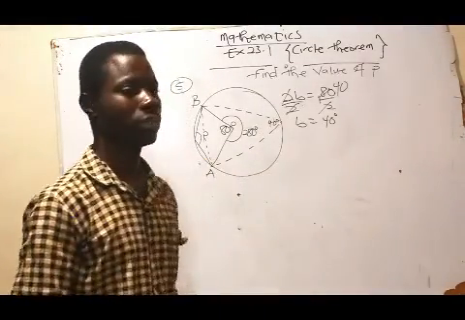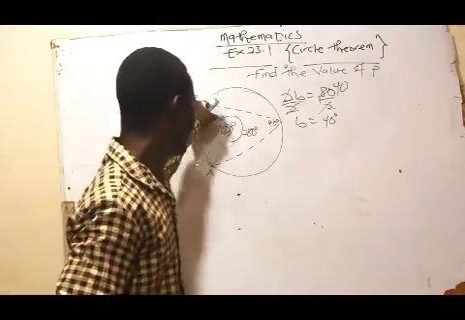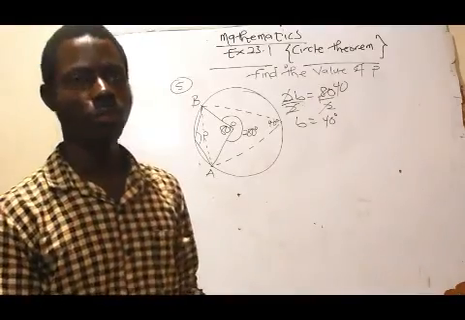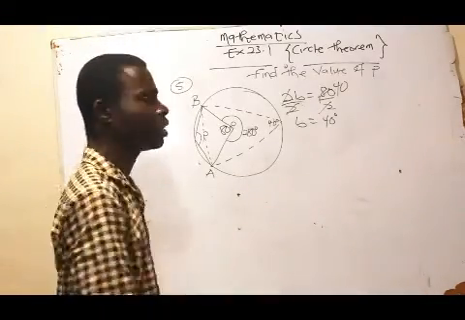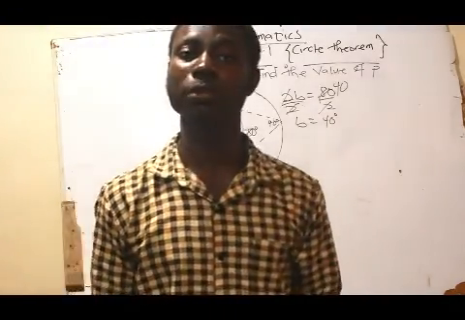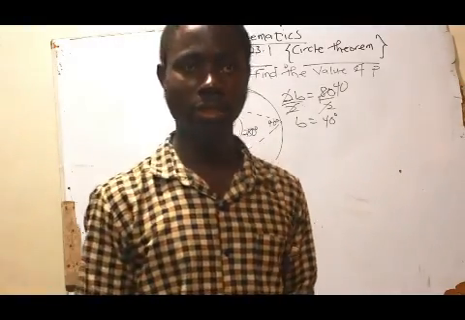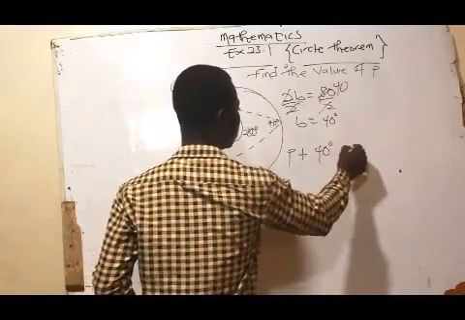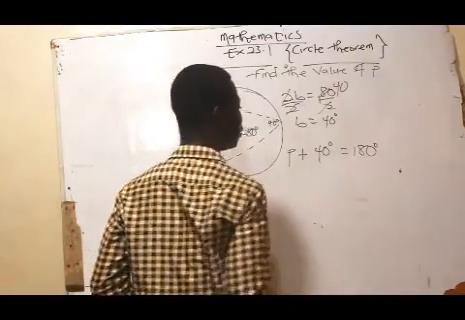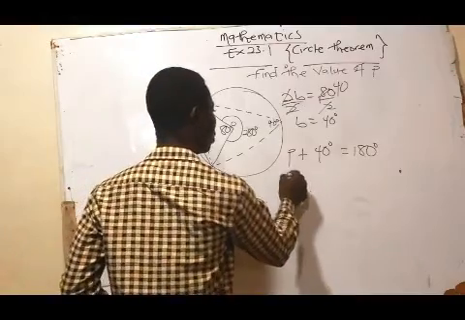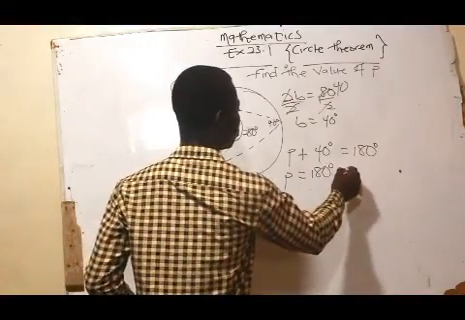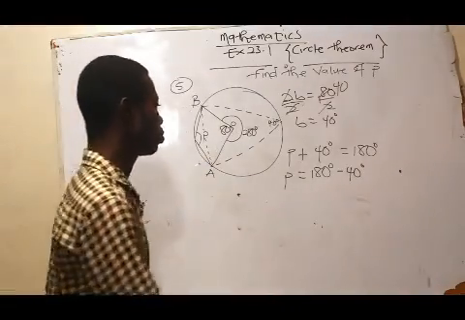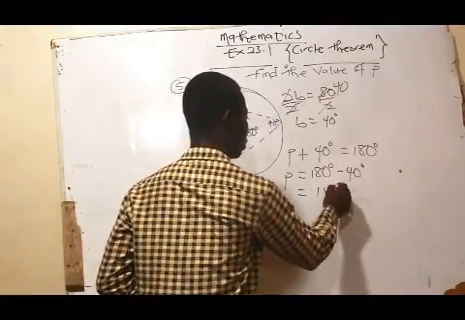Now the chord which we assumed joining A to B subtends angles at opposite segments, and those two angles when summed up give us 180 degrees. So P plus 40 gives us 180 degrees. Therefore P equals 180 degrees minus 40 degrees, and that gives us 140 degrees.